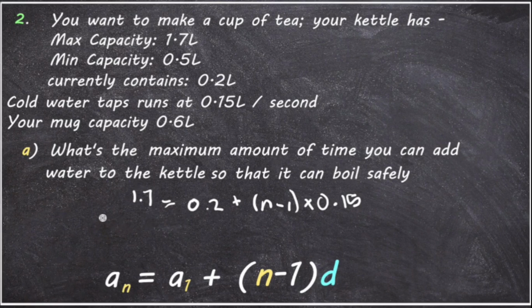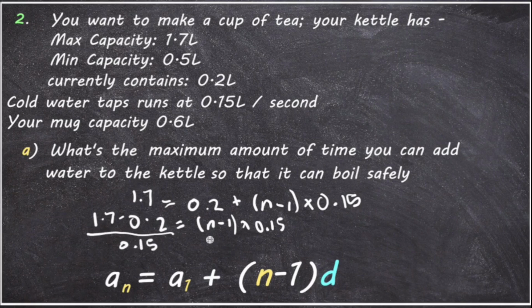We can start by subtracting 0.2 from both sides. So that's 1.7 minus 0.2, and that's going to be equal to n minus 1 times 0.15, and then we can divide both sides by 0.15. The 0.15s cancel on the right hand side, so we get that n minus 1 equals 1.7 minus 0.2, and all of that divided by 0.15.